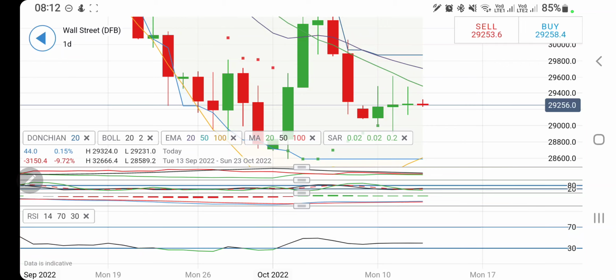On the downside, sell at 29,200. Remember, first support at 29,100, next at 29,000, breaking below which you can expect 28,800, 28,600 and below levels. So trade accordingly, trade with a stop loss, trade with a strict stop loss, trade with a trailing stop loss.